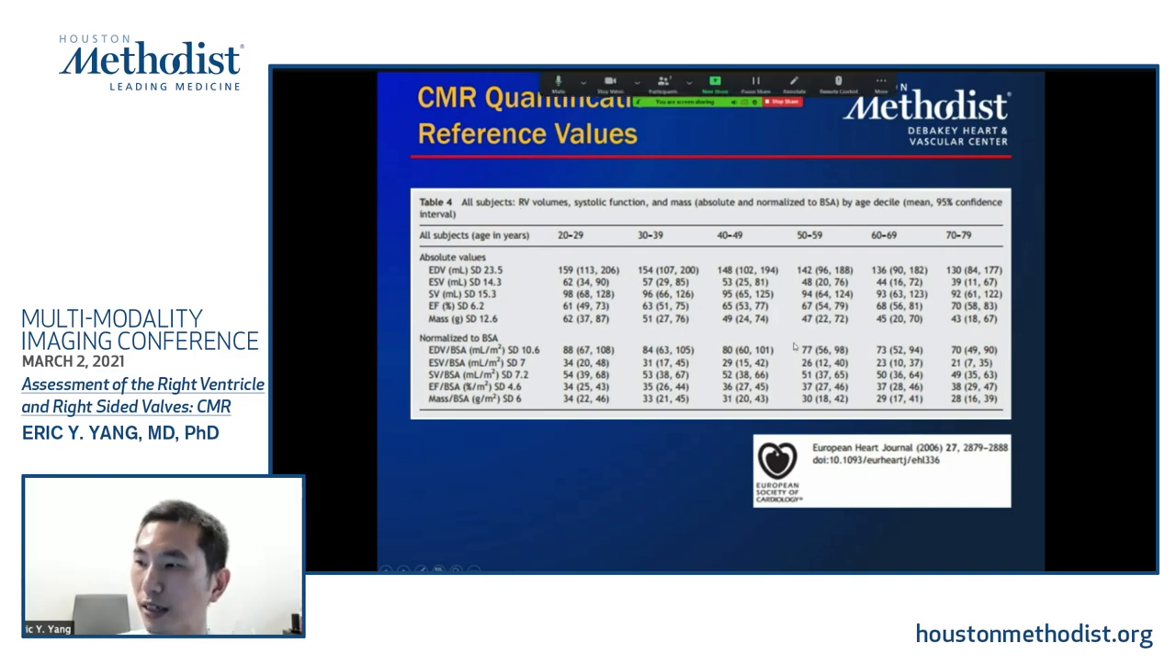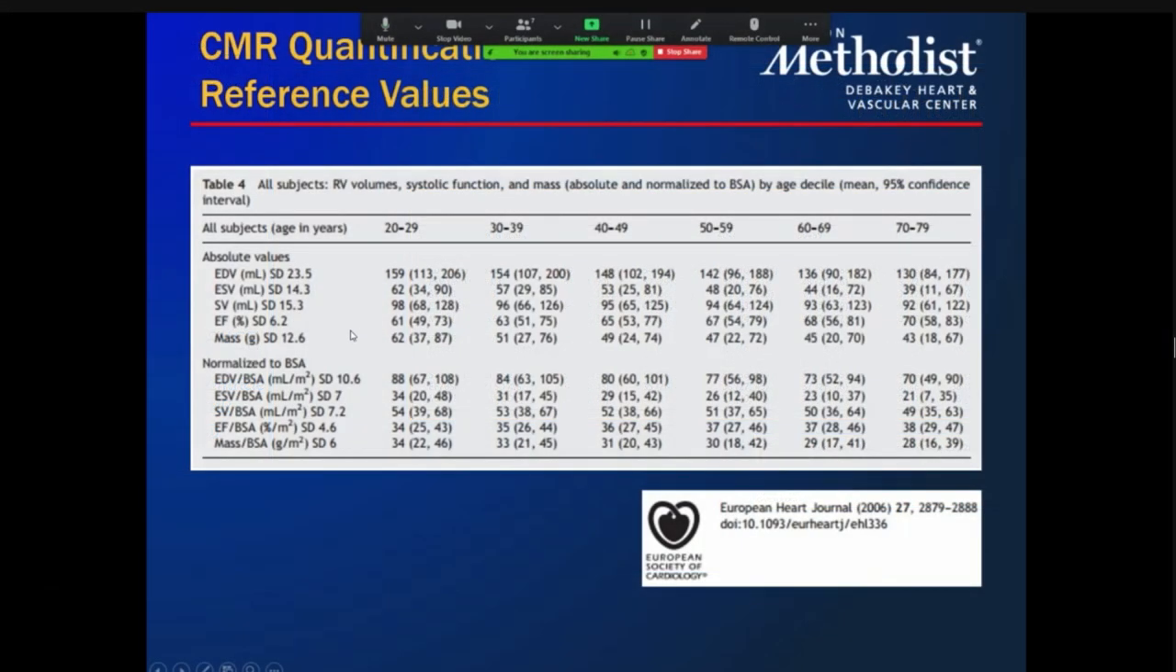And true to form, just like the LV, the RV, as we get older, tends to get smaller in size, and the EF also tends to get larger as a result of the shrinking denominator. But this is the reference that we use. There've been some advances in that, but all the data still boil down to accommodating the age and gender of these patients when it comes to determining whether or not they have a dilated ventricle or decreased systolic volume, decreased EF, et cetera. Okay.